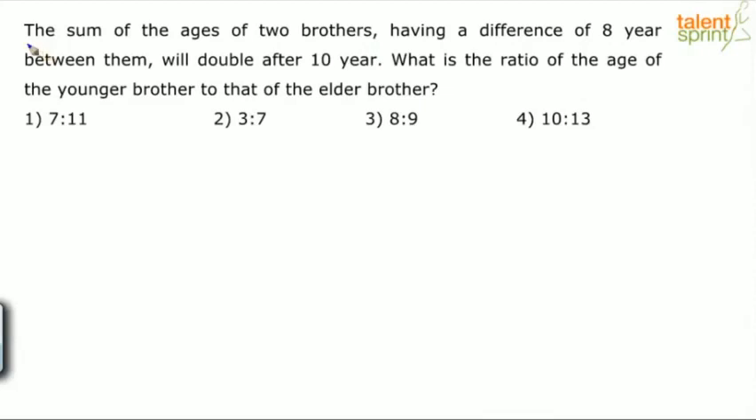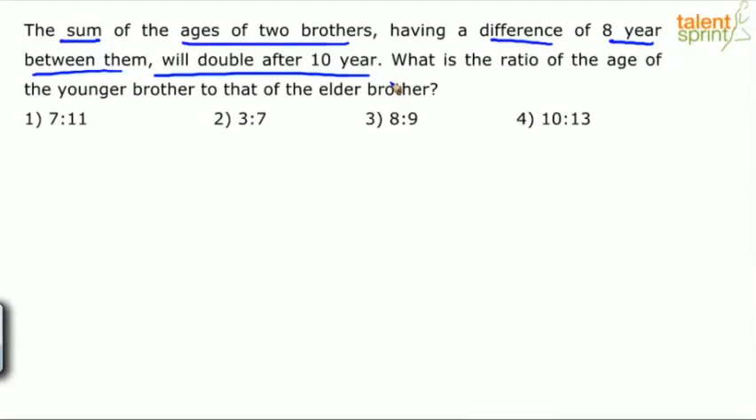The question says the sum of the ages of two brothers having a difference of 8 years between them will double after 10 years. So basically, this is the statement. The statement says the sum of the ages of two brothers will double after 10 years, and they have a difference of 8 years between them. He's asking us to find out the ratio of the age of the younger brother to that of the elder brother. Right? What do we have to work on? The ratio of the age of the younger brother to that of the elder brother.